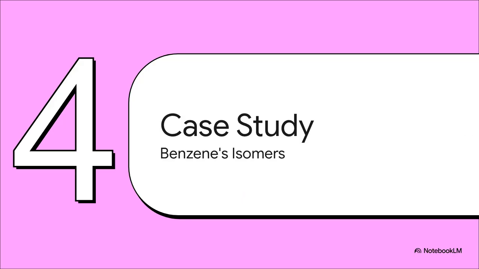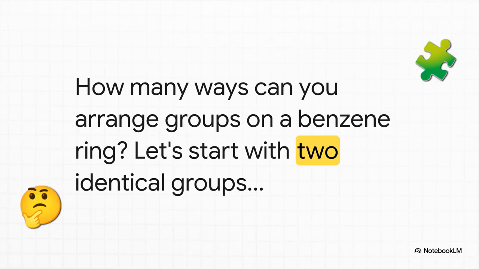All right. To really see positional isomerism in action, let's look at a classic example. And it involves one of the most important molecules in all of organic chemistry, the benzene ring. So let's play a quick game. If we take a benzene ring and we stick 2 identical groups on it, how many unique ways can we arrange them? How many positional isomers can we possibly make? The answer is just 3.